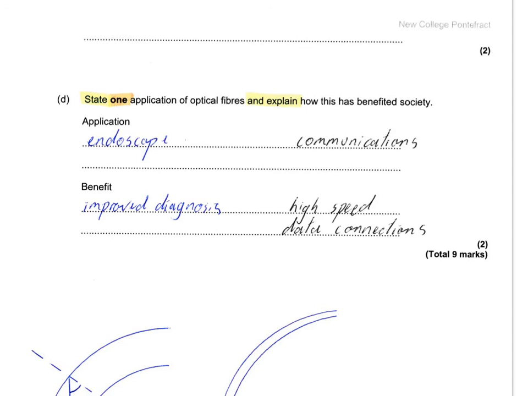Finally, on question 21, give one application of optical fibres and explain how it's benefited societies. So an application might be the use of endoscopes, giving us improved medical diagnosis. Another application is in communications, where it's given us the benefits of high-speed data connections. So that was the Waves Homework Booklet, question 21.